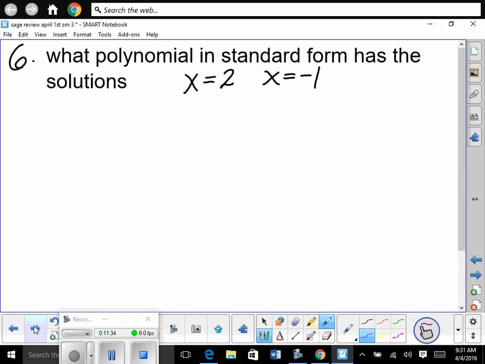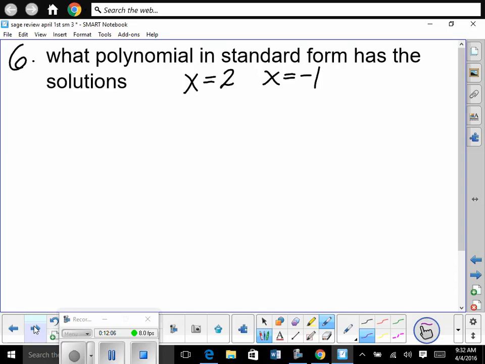Okay, we're getting there. Okay, guys, this has been a long time ago, but we are advanced thinkers at this point in the year, so we should be able to do this pretty easily. And if it didn't make sense to you before, it should now. It says, what polynomial in standard form has these solutions? So my question is, how many solutions do we have? 2. So what degree should my polynomial be? 2, right? If it's degree 3, it has 3 solutions. If it's degree 4, it has 4 solutions. If it's degree 2, it has 2 solutions. So we have 2 solutions, it's degree 2.